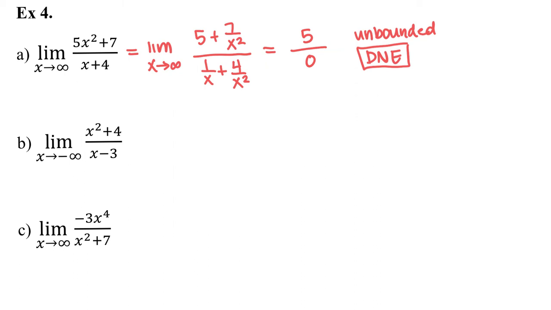Okay, and if I had chosen to divide by x, which I could have done, I would have ended up with 5x over 1. And then when I plug in infinity, I would have 5 times infinity over 1, which would have been infinity over 1, which would have still been unbounded, and the limit still would not have existed. Okay, let me look at the next one.